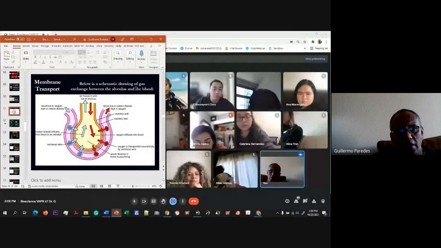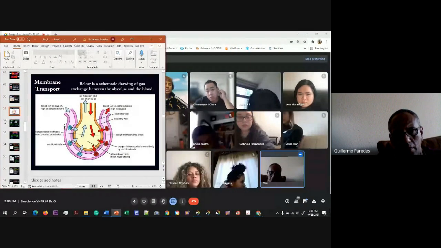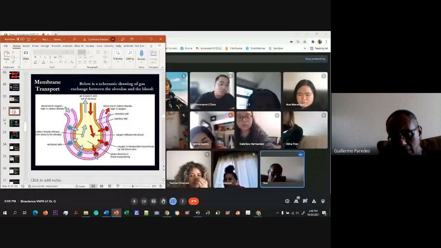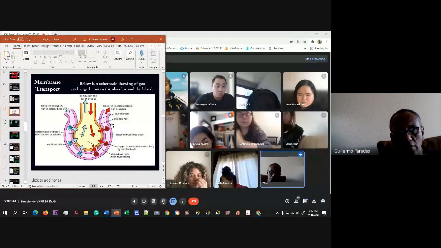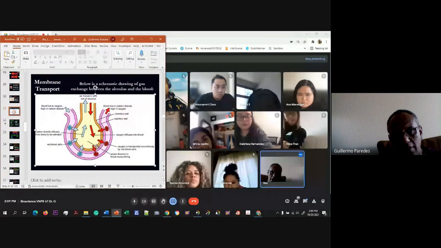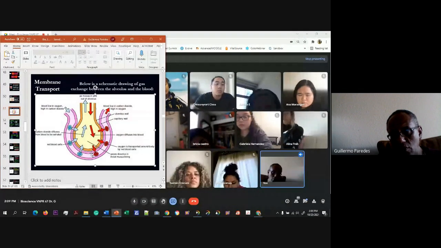If you see here in this graphic, this is the alveoli, and this is the capillary. When you have pneumonia, you have an inflammation. There is actually an accumulation of fluid. Where is this fluid going to be? This fluid will be between the capillary and the alveoli. Here is the water. And that water is going to prevent the gas exchange. So the patient with pneumonia will die from suffocation, asphyxiation. We got it?